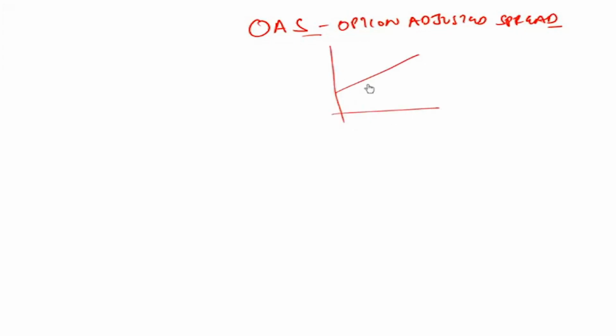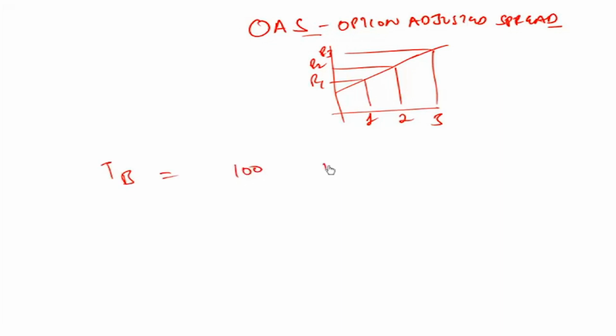We'll now understand the concept of the option adjusted spread, also known as OAS. Now let's assume that the term structure of the interest rates is given to us. So R1 is the 1-year rate, R2 is the 2-year rate, R3 is the 3-year rate, so on and so forth. Let's assume there's a regular bond or a treasury bond with $100 expected to come every year for the next 3 years.